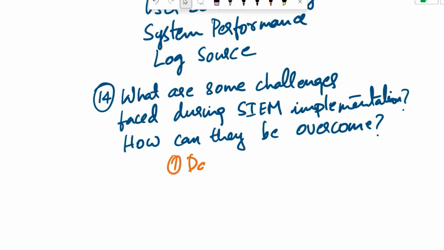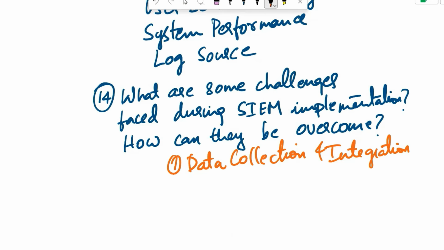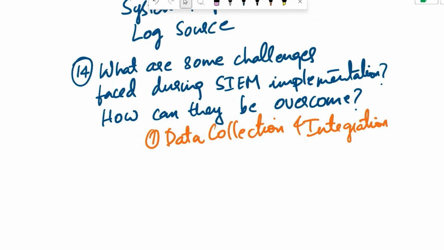First topic is data collection and integration. Here the challenge is integrating data from diverse sources such as different operating systems, applications, and network devices. This can be challenging due to variations in log formats and protocols. The solution here is to utilize agents, connectors, and APIs provided by the SIEM vendor to facilitate data collection.